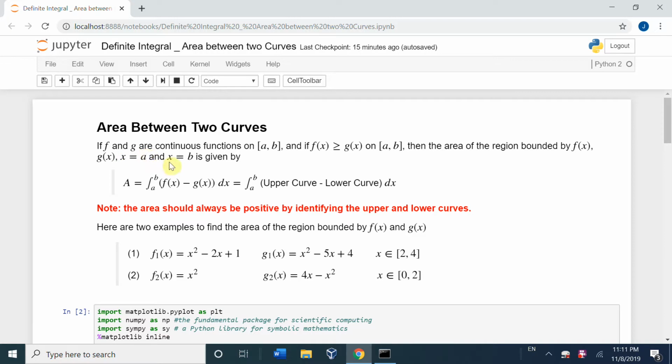the formula is upper curve minus lower curve, then we do the definite integral on the interval [a, b]. By the assumption, we know the area should always be positive because there is an upper curve and a lower curve, one above another. We give two examples to find the area.